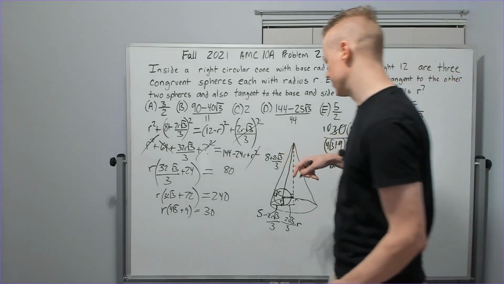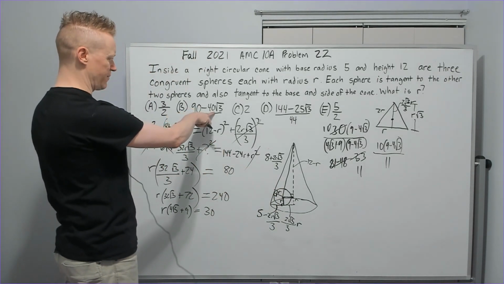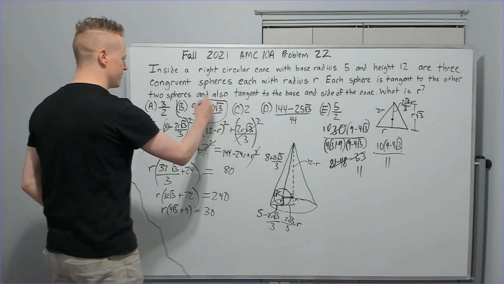I'm going to glance over at my answers now. And 10 times 9 is 90, and 10 times that is 40. We've got it. It's B.